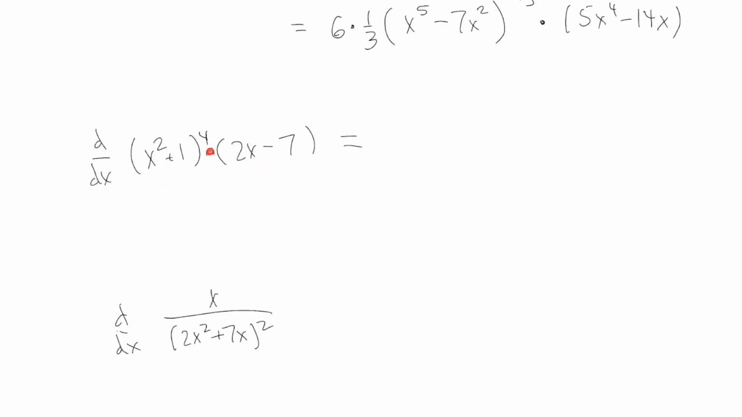So I do the first thing like it is, times the derivative of the second thing, which is 2, and then plus the second thing like it is, 7, times the derivative of the first thing, and now is when you're going to do the chain rule. The derivative of the first part requires the chain rule. So I get 4 down front, x squared plus 1, and then to the third, and then times the derivative of the inside, which is 2x. This is how we do it.